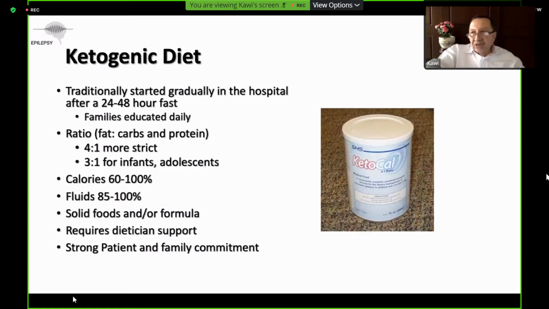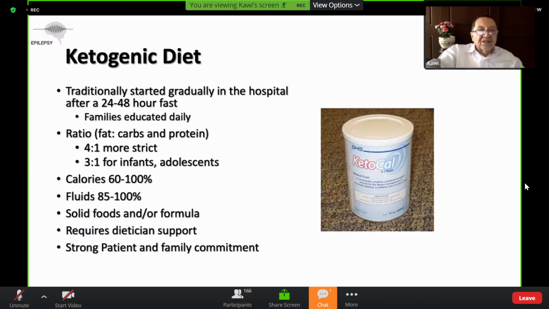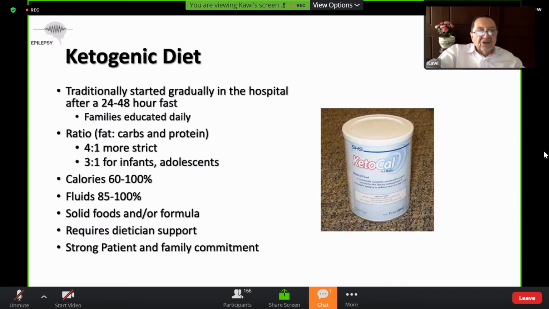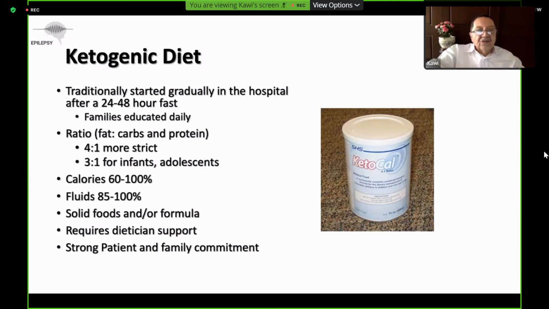Sometimes we have to resort to other methods such as the ketogenic diet. The ketogenic diet is now fashionable for weight loss. It causes some changes in the chemistry in the body, and it usually substitutes carbohydrate with fats.